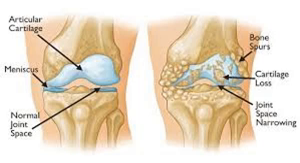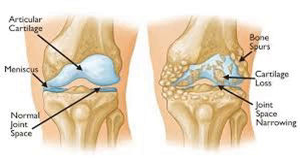Osteoarthritis of the hip is a specific type of osteoarthritis that affects the hip joint, leading to the degeneration of cartilage, changes in the underlying bone, and inflammation of the joint. It is a common condition that can cause significant pain and disability, particularly in older adults.